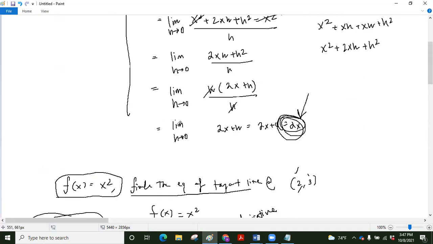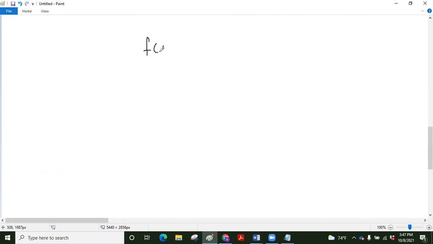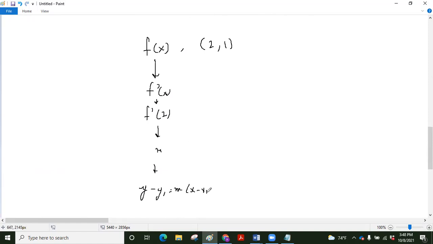And we're going to see more problems like that. But just know that the general method is you're given f of x, and you're given a point, 2, 1. You find f prime of x, plug in your x value, and f prime of your x value will give you m. And this m you use here, y minus y1 equals m times x minus x1. And then this will give you the equation of the tangent line. Your x value goes here, your y value goes here, and your m goes here.